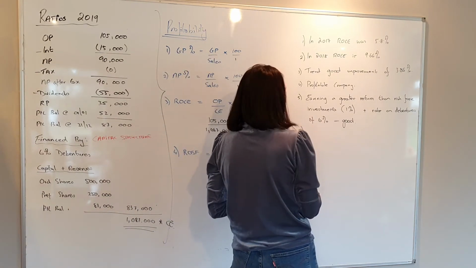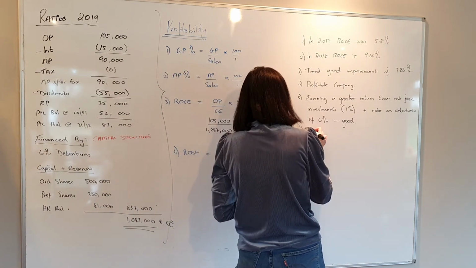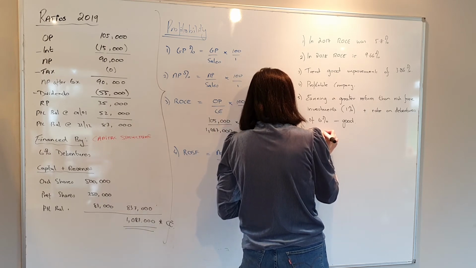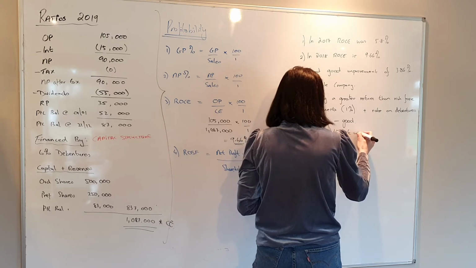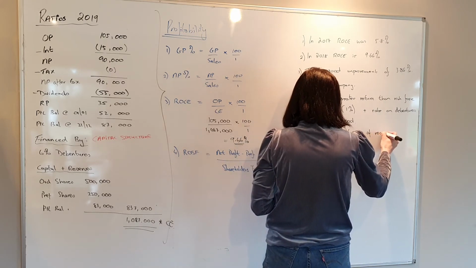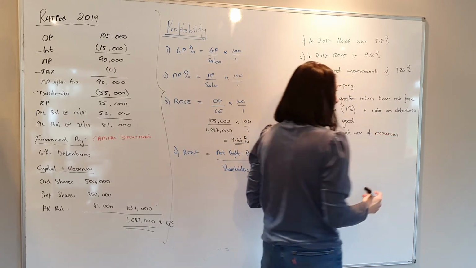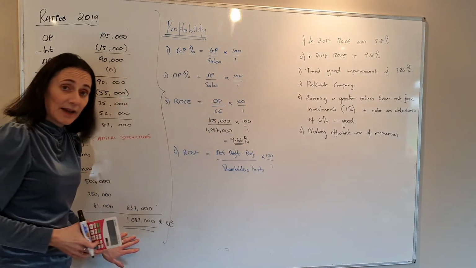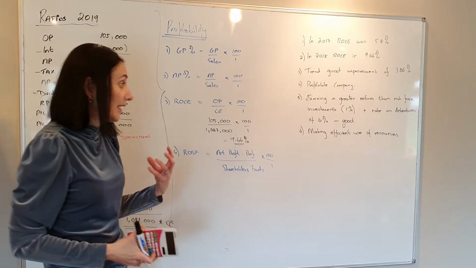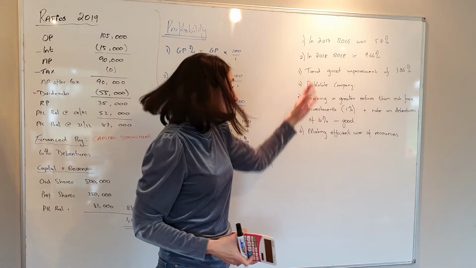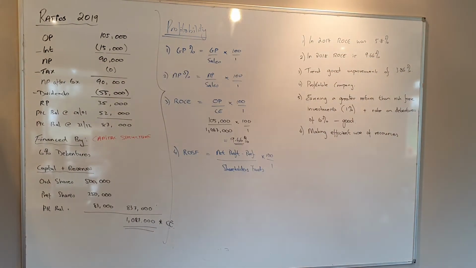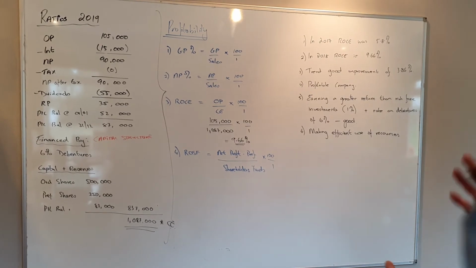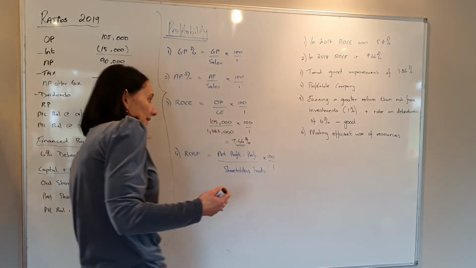Then number 6, you're going to say making efficient use of resources. So that's important. You're saying they have all these resources and they set up a business, and are they making efficient use of the resources? Well, based on that return, they're making very efficient use of their resources. And again, that's going to get you your full marks in the exam.